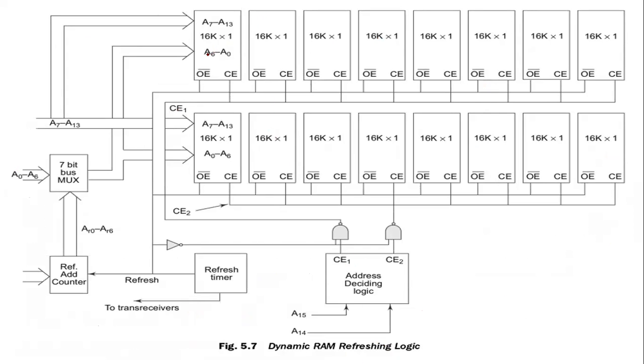You can see the 16K into 1-bit dynamic RAMs, 1, 2, 3, 4, 5, 6, 7, 8. Eight are connected here, 16K into 8. Again in this case also 16K into 8 are connected, 1, 2, 3, 4, 5, 6, 7, 8. Eight are connected.